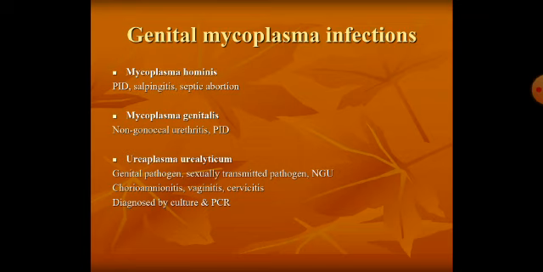Why it is called Ureaplasma urealyticum is because it requires supplementation with urea for its growth. Unlike Mycoplasma, which does not require urea, this organism requires urea.